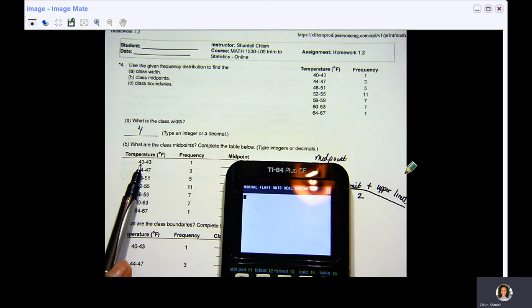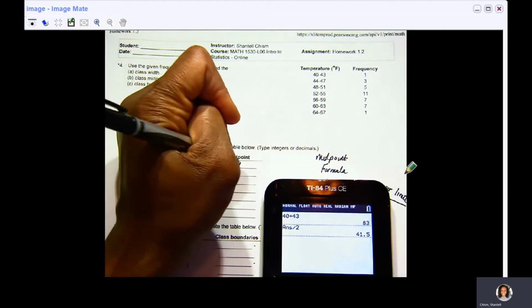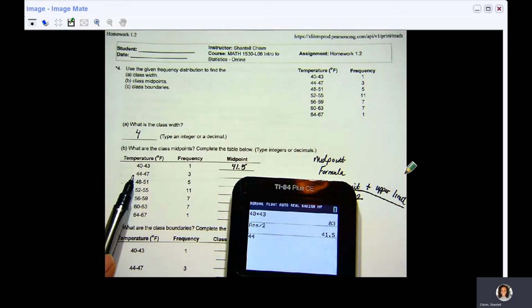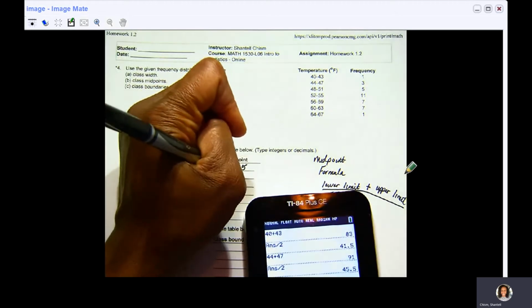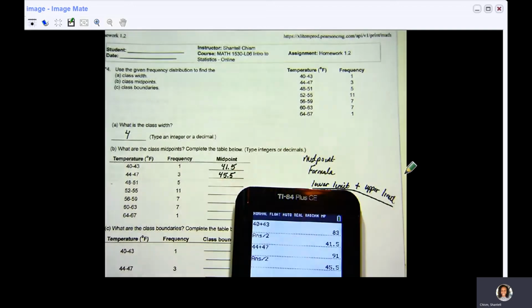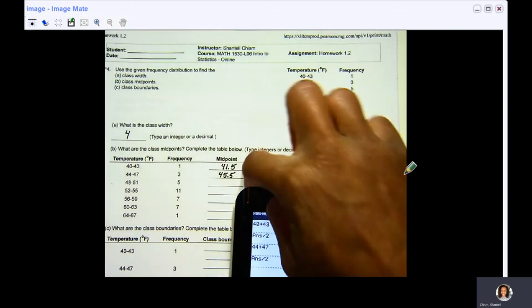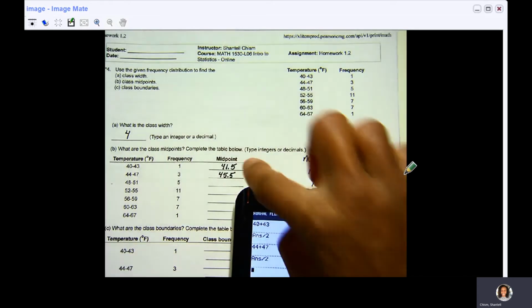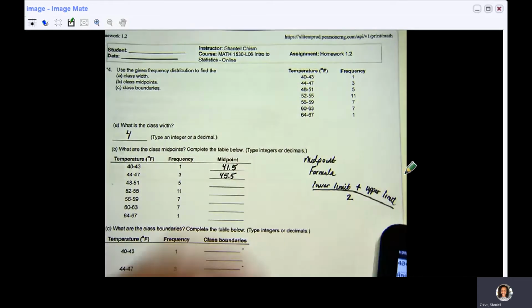But let's say we didn't see it. So 40 plus 43, because it's lower plus upper, press enter and divide by 2. And we get 41.5 for that midpoint. The next one, 44 plus 47, divide that by 2. We get 45.5. And you do not round the midpoints. Keep the decimal on the midpoint. You round the class width when necessary, but you do not round the midpoints.